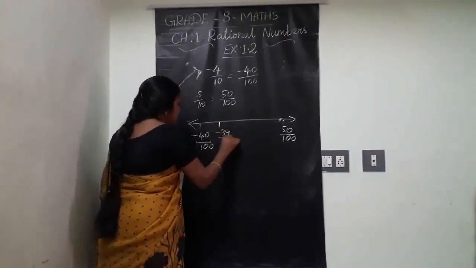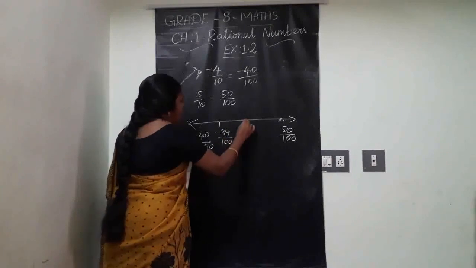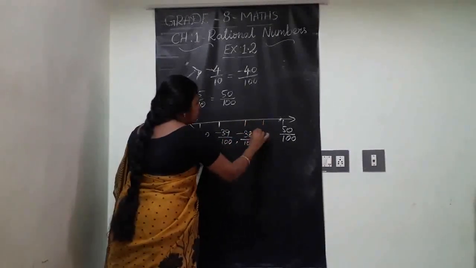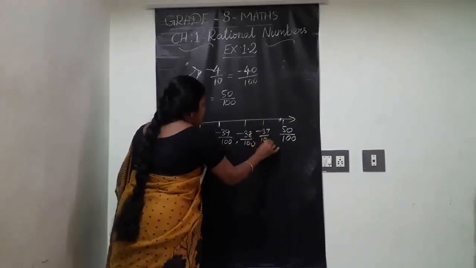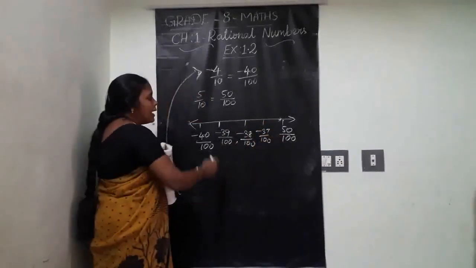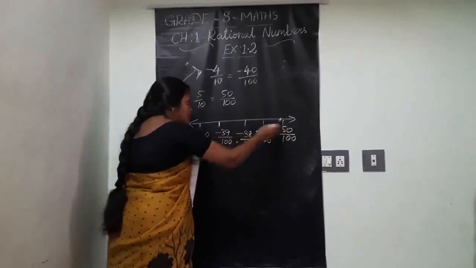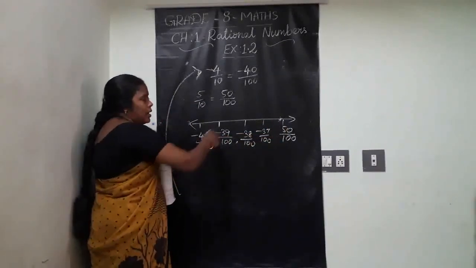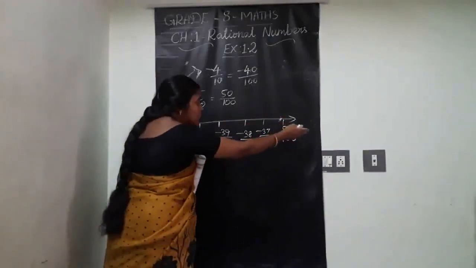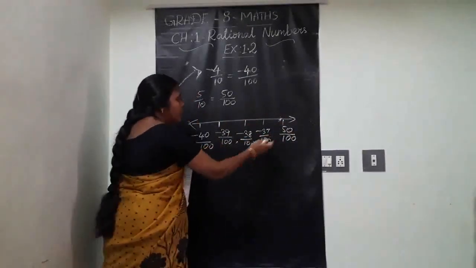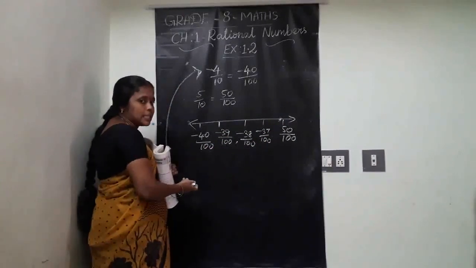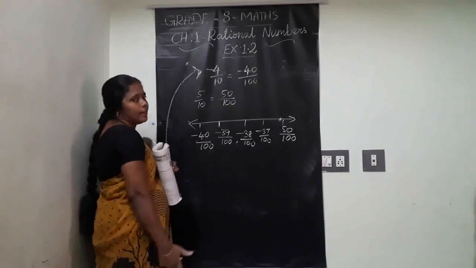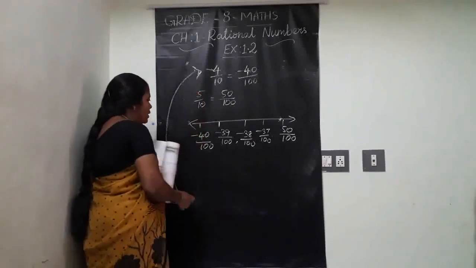Minus 39 by 100, minus 38 by 100, minus 37 by 100, etc. Like this, up to plus. Actually this left end is minus 40 by 100. Right edge is plus 50 by 100. Between that, we can take a lot of rational numbers in our list. Clear, children? So, from this, we can select any 10 rational numbers between the given rationals.